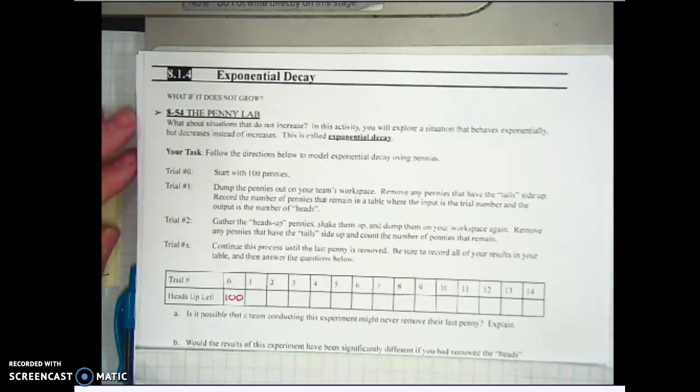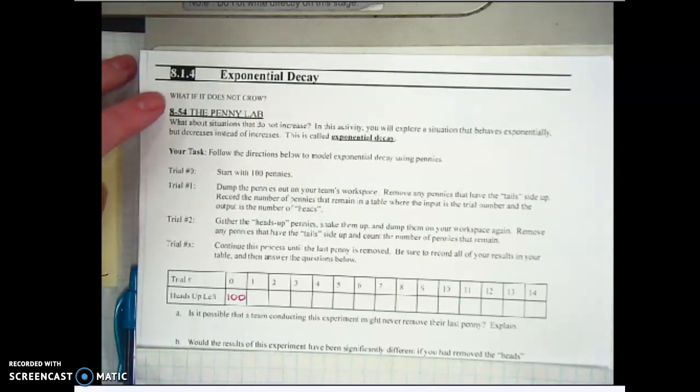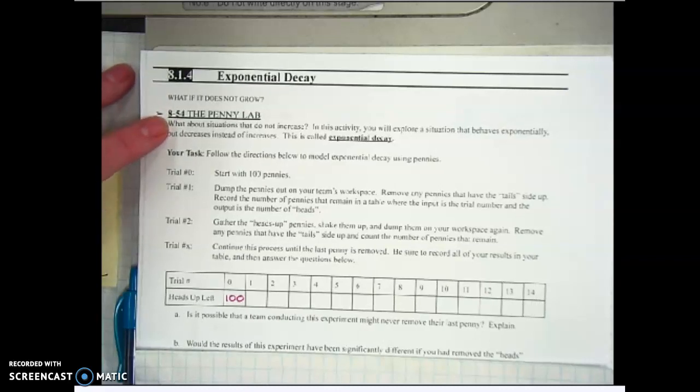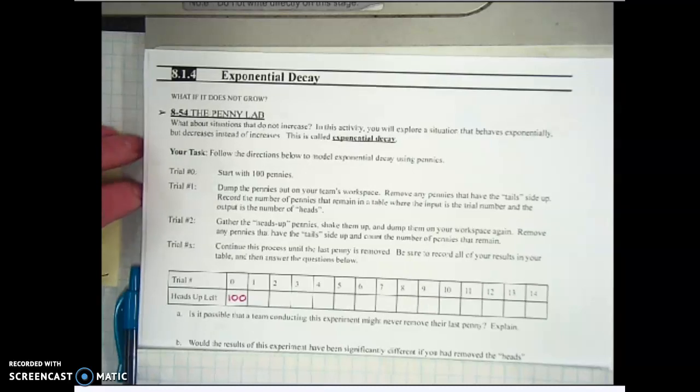814. It's titled Exponential Decay, and we're going to answer the question, what if it does not grow? And we're going to be doing something called the penny lab. So what about the situations that do not increase? In this activity, you will explore a situation that behaves exponentially, but decreases instead of increases. This is called exponential decay. Your task is you're going to follow the directions below, and you're going to model exponential decay using pennies.